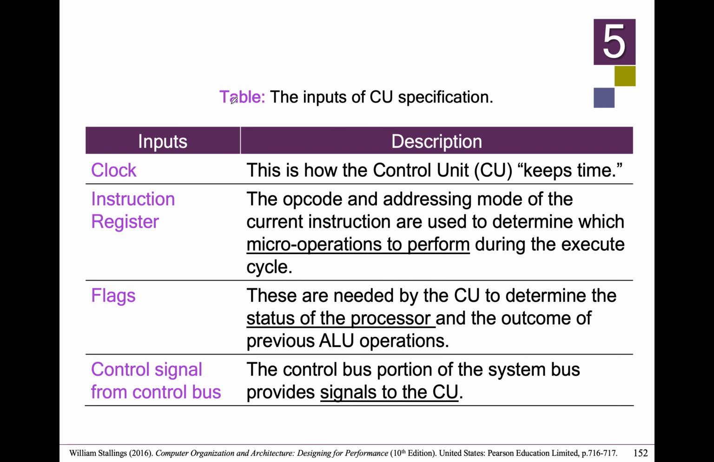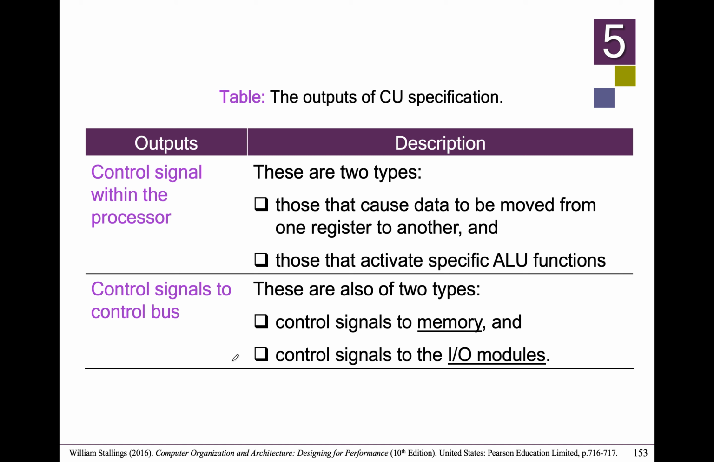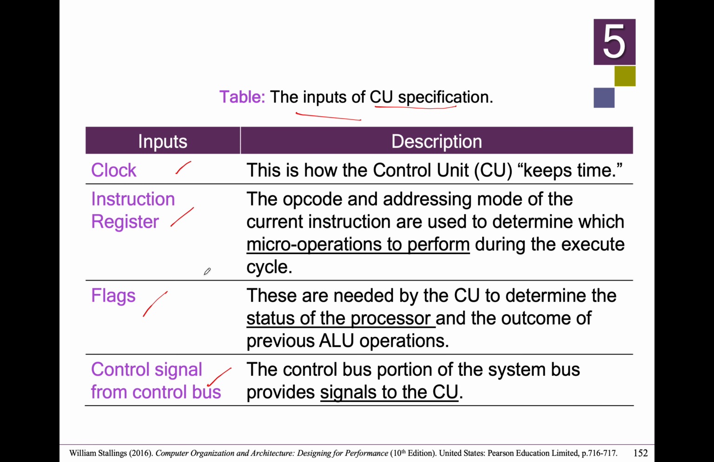This table is the inputs of the CU, with specifications about your clock, instruction register, flag, and also control signal from control bus, control signal within the processor, and lastly your output is control signal to control bus. Okay, this one is input, this one is output, sorry. All of these have their own task, and we describe it here.